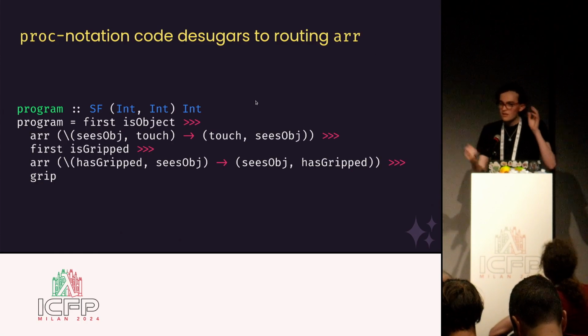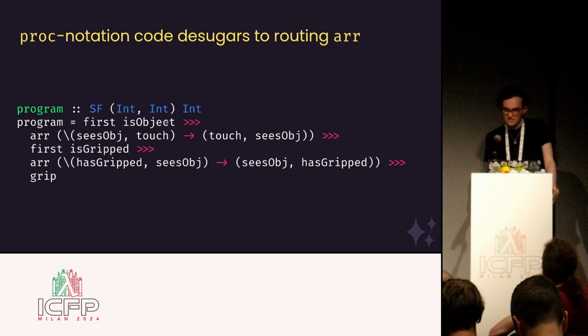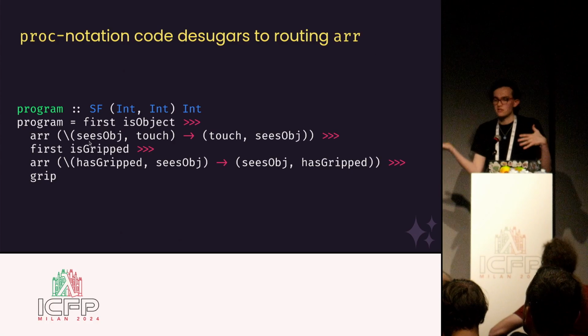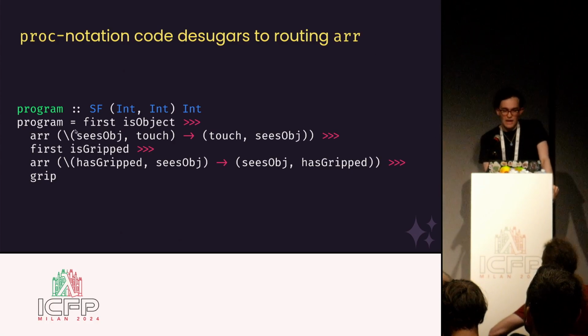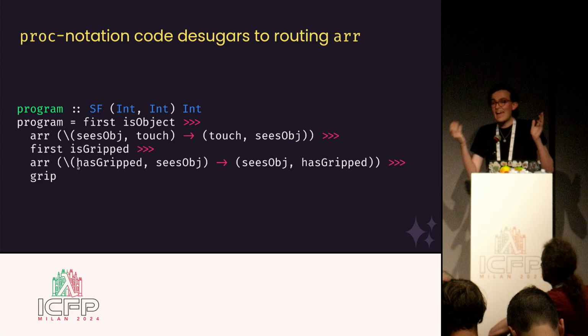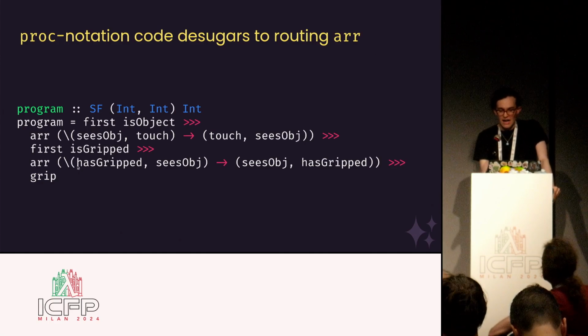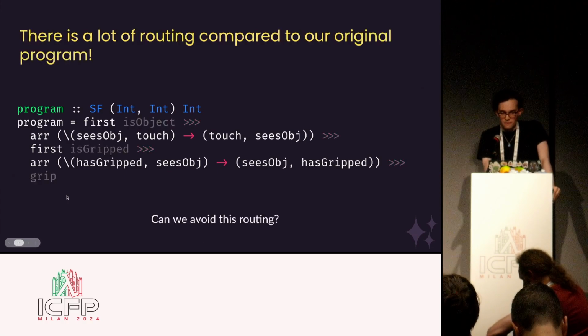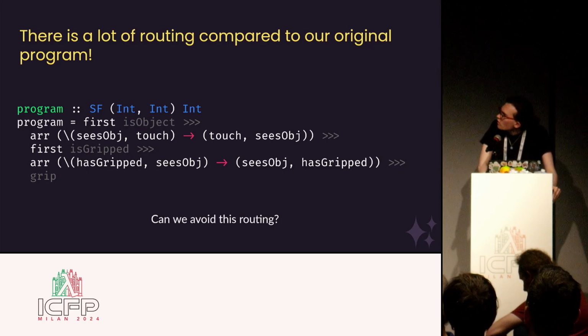How it works is it takes each line of our existing code and uses R's between each of these lines to reroute the code such that the right inputs are being passed to the right outputs. So in this case, we run isObject, and then we use an R to swap our inputs about, and then we run isGrip, and then we use our R again to swap the inputs about, and then we finally get to run grips at the end. That's a lot of routing code.